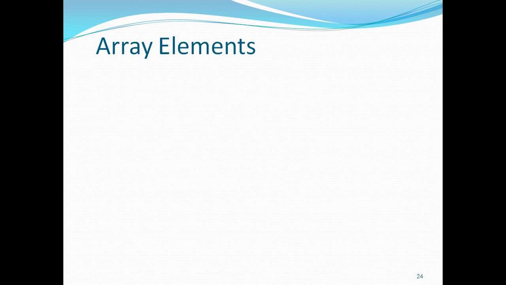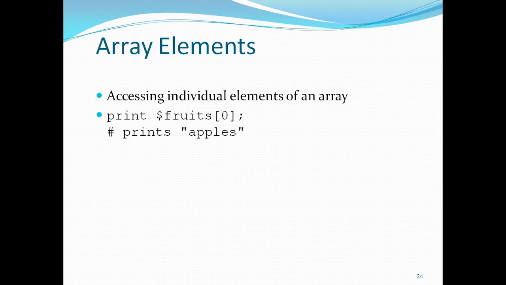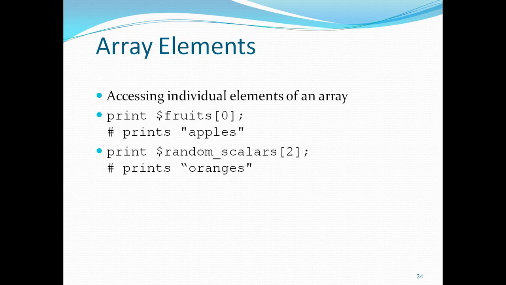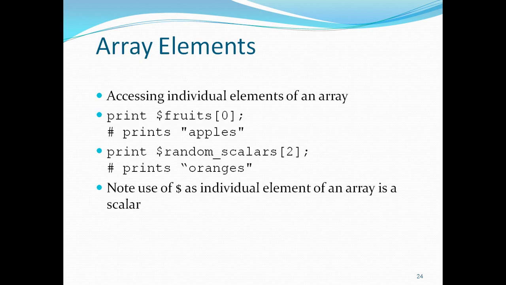Let's see. Array elements is the concept we use for accessing an individual element of an array. We have indexing that starts from 0 in Perl programming. So if I want to access the first string, that is apples, from the fruits array, I can print it as $fruits[0], and it will print apples. If it is 1, it prints oranges. And for 2, it prints the third element.